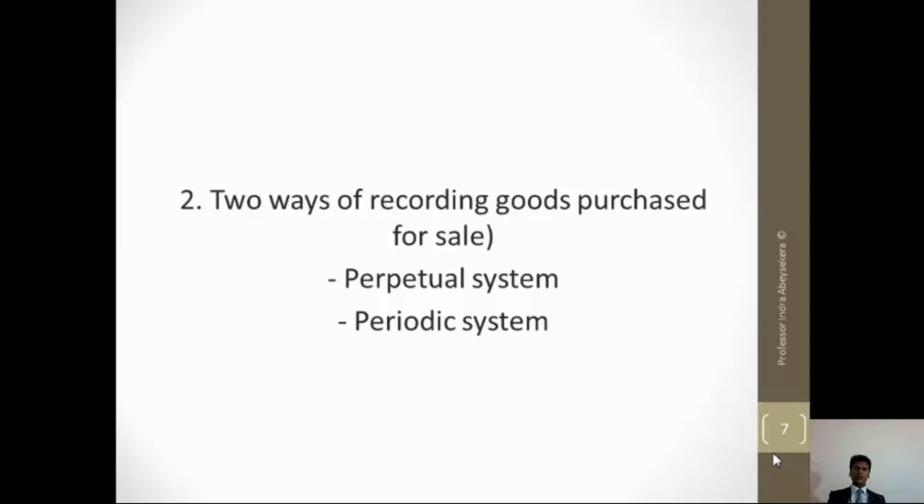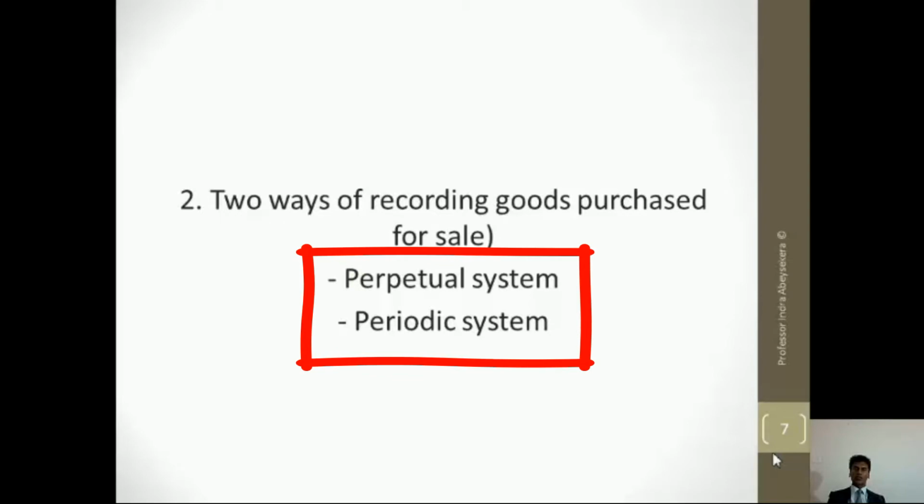One of the learning goals in this workshop is to understand two ways of recording goods purchased for sale. There are merchandising or retail companies that buy goods for sale. In those instances, those goods can be recorded in two ways. One is called perpetual system, the other one is called periodic system.